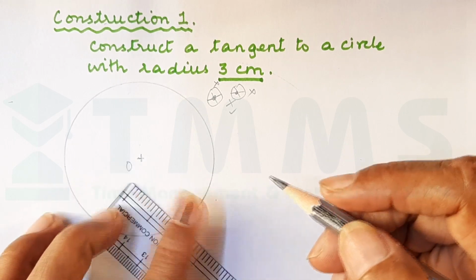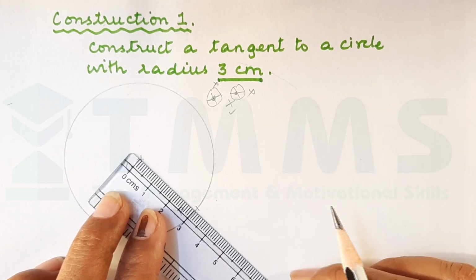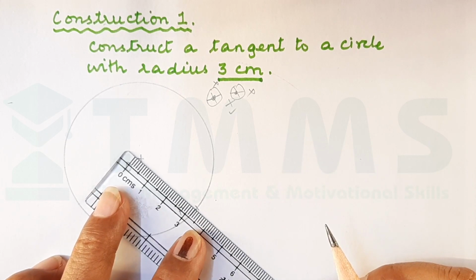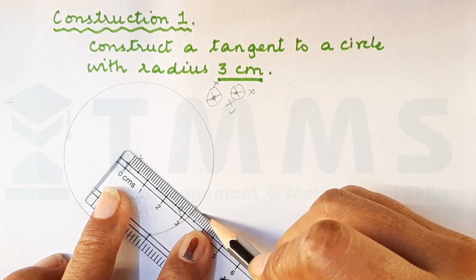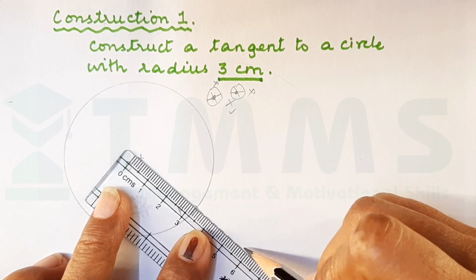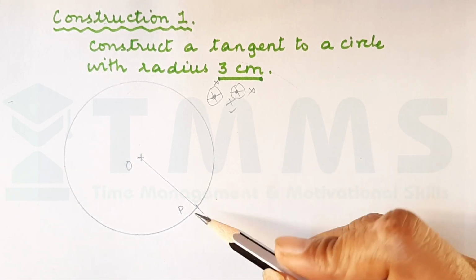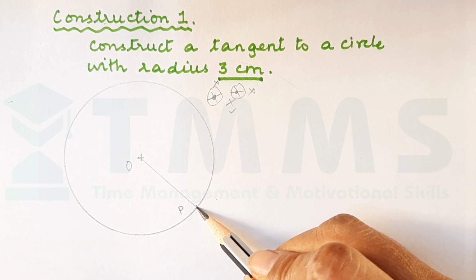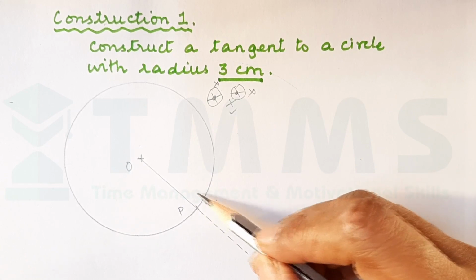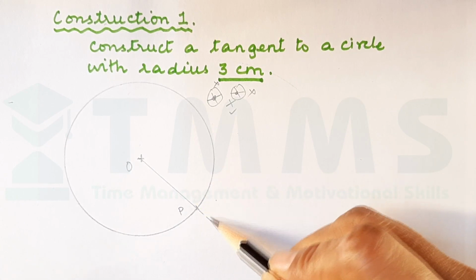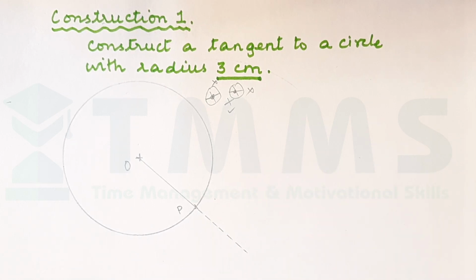Okay, so now that we got that, let us take the radius at this point P. So let us now draw this radius and let us extend it. Alright, now what is important over here for us to know is that the tangent at the point of contact and the radius at the point of contact are going to be perpendicular. We have to construct a perpendicular at point P. Okay, so we will do just that.